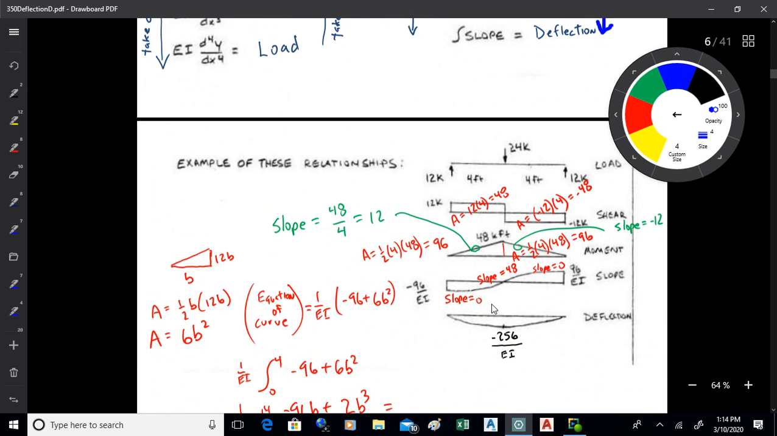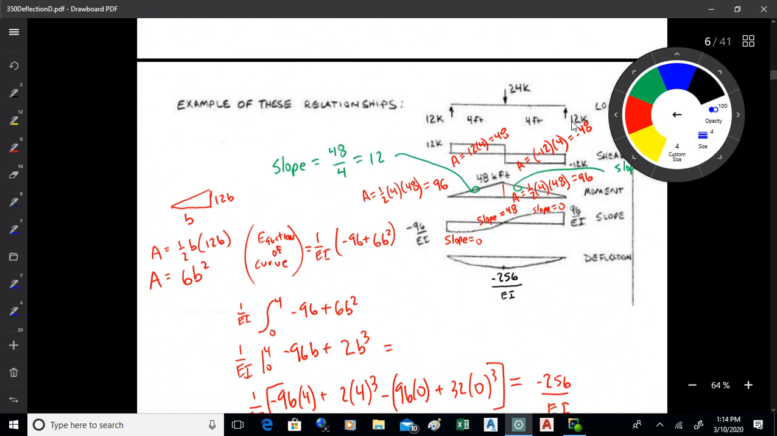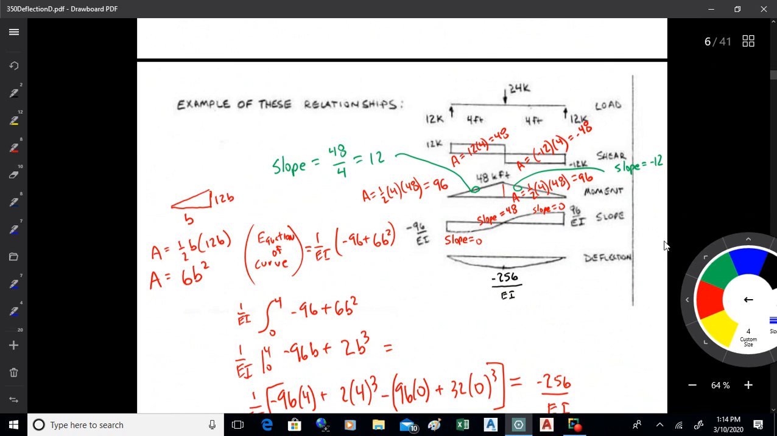So here's kind of an example, and I don't want to get hung up on the numbers here, but here's kind of the deal. When we do these shear and moment diagrams, we're doing graphical integration. So if we apply those basic rules we went over, we get this load diagram here, and we can draw up a shear diagram.